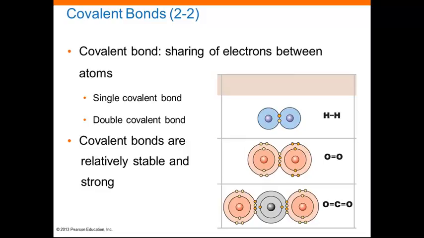Double covalent bonds is when you're sharing 2 pairs of electrons, like what's depicted here between the oxygens forming oxygen gas, or O2. And then they have an additional example of how you could have double bonds in carbon dioxide, the next compound below that. And so covalent bonds are relatively stable and strong because they are sharing these electrons rather than just giving them away or randomly accepting them. Covalent bonds are very strong.